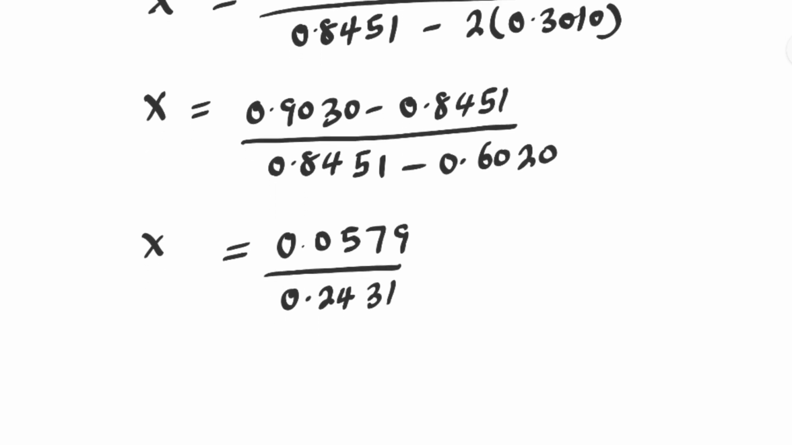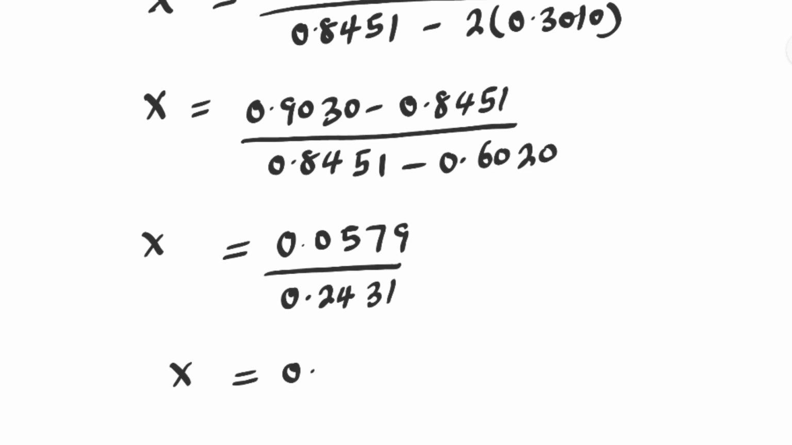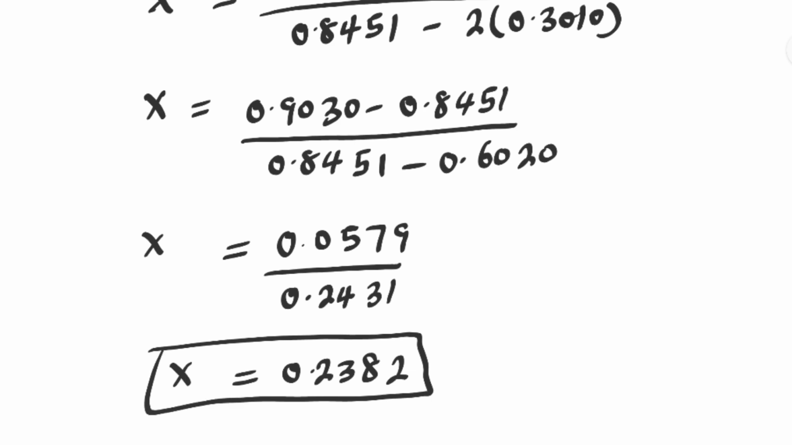Then if you divide 0.0579 by 0.2431, x will be equal to 0.2382. This is the value of x. We may check to confirm if this answer is right or wrong.